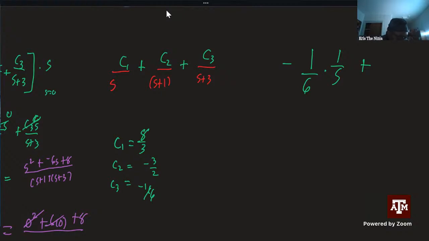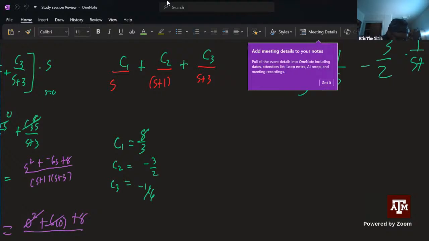Oh, silly me. 8/3 times 1 over S plus, well, I guess it would be minus 3/2 times 1 over S plus 1, and minus another 1/6 times 1 over S plus 3.